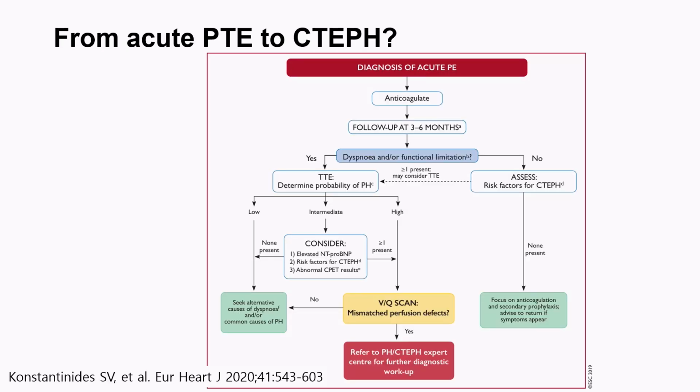Also, a patient with acute pulmonary embolism should be followed at 3 to 6 months after the effective treatment. If the patient has dyspnea or functional impairment, TTE should be performed to check the probability of pulmonary hypertension. A VQ scan should be performed with a high probability or intermediate probability with elevated NT-proBNP, risk factors for CTEPH, and abnormal CPET result.